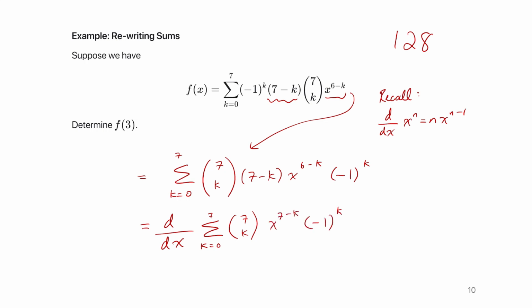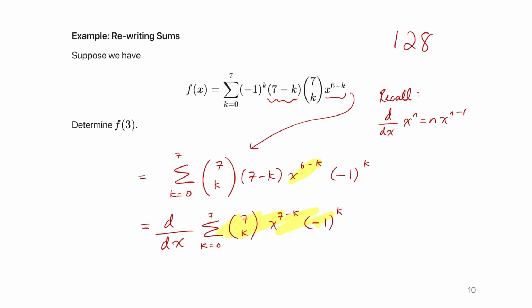Why is that a valid claim? Well, it's because everything other than this term over here is constant with respect to x. If I start with what I have over here, the 7 choose k has nothing to do with the x, and the negative 1 to the k has nothing to do with the x. So when I take the derivative of each of these pieces, I can treat 7 choose k and negative 1 to the k as constants.